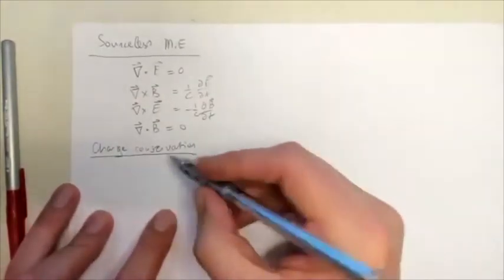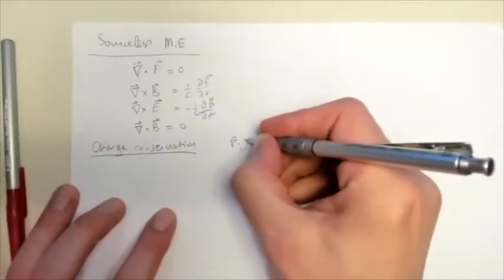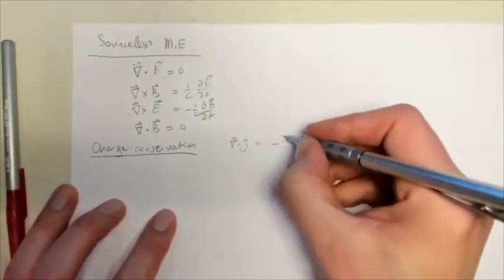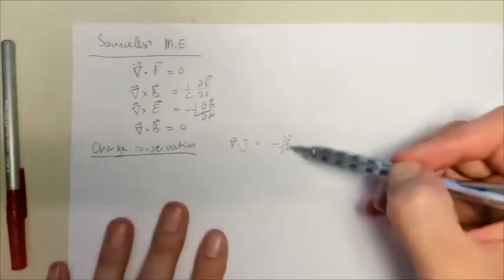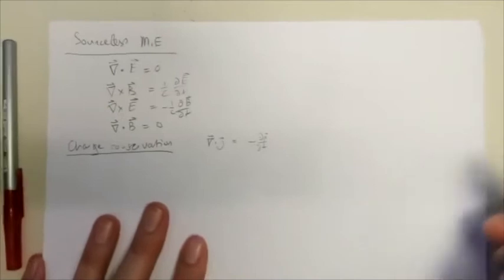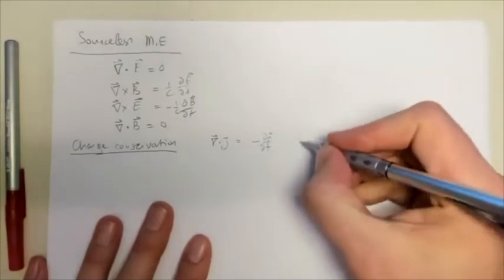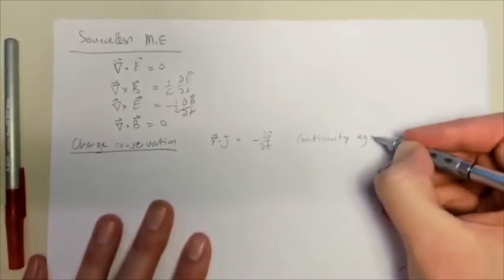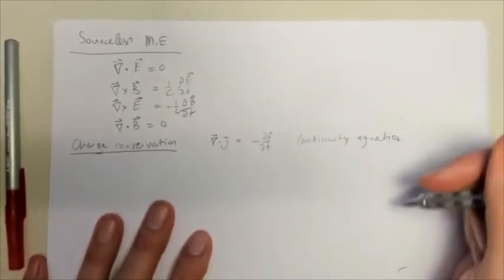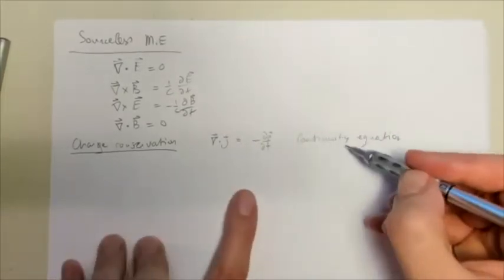Okay, so charge conservation. You've probably seen this equation before, but it looks like this: minus d rho dt. Why does this thing express charge conservation? This expression is also called the continuity equation. Yeah, I got my signs right.